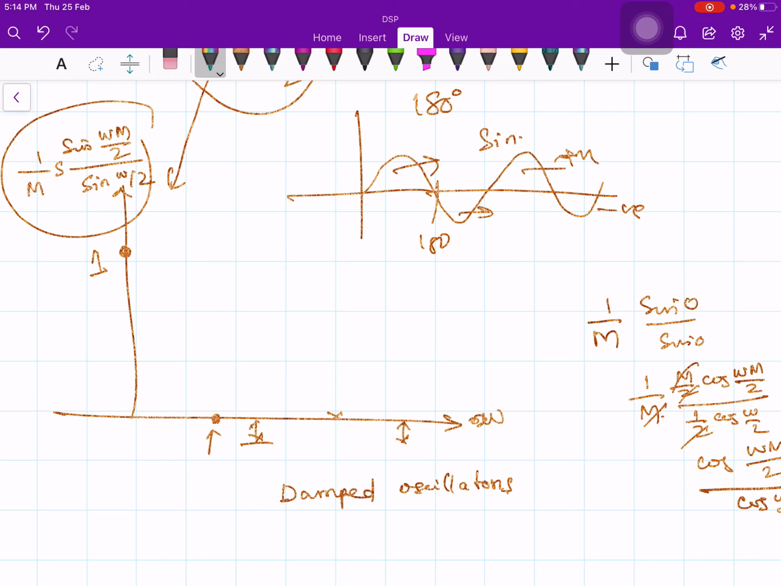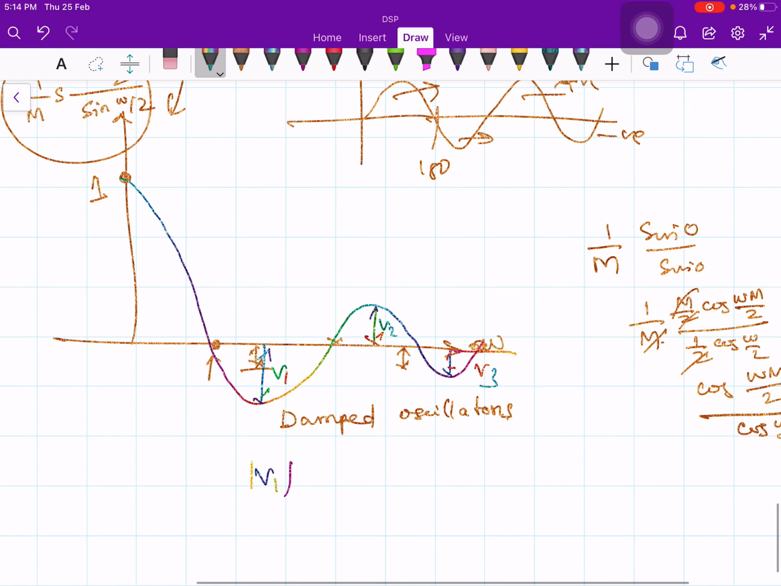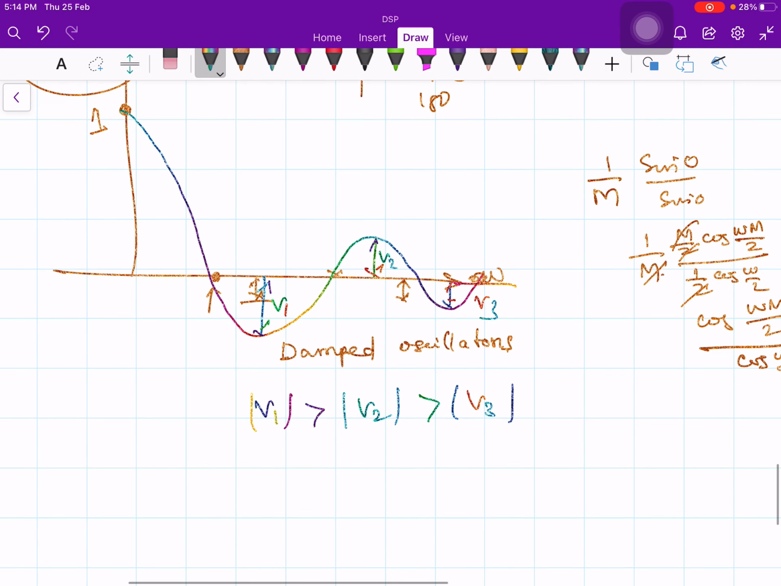If I draw neatly, like this. Let's say this amplitude is V1 and this is V2 and this is V3. So the magnitude of V1 is greater than the magnitude of V2, which is greater than the magnitude of V3, and so on and so forth. That's what we mean by damped oscillations.